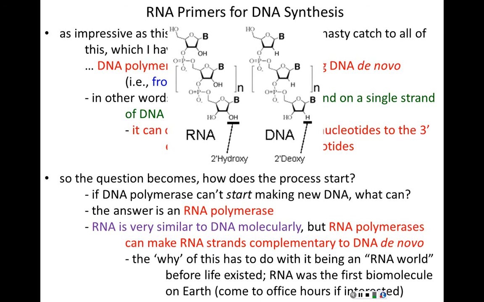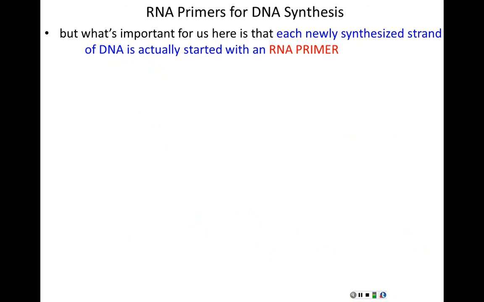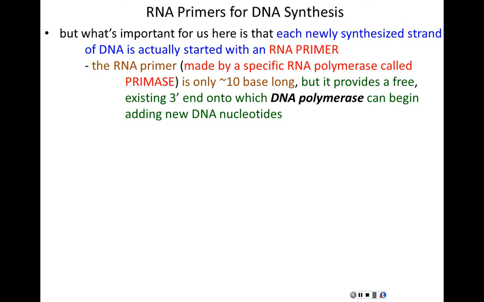So what's important for us here is that the implication of this is that each newly synthesized strand of DNA actually starts with what we call an RNA primer, that every newly replicated DNA molecule has an RNA piece to it at the very beginning. The RNA primer, which is made by the RNA polymerase, and we call that RNA polymerase enzyme a primase to tell us that it makes primers. The RNA primer is only about 10 bases long, but those 10 bases provide a free existing 3' hydroxyl onto which DNA polymerase can land and begin adding new DNA nucleotides.